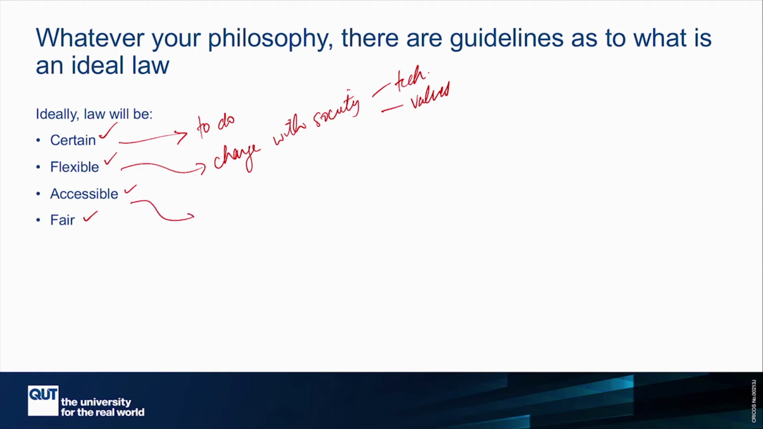It needs to be accessible. What does that mean? Well, okay, there's a difference between certainty and accessibility. Being accessible means you can find out what the law is. So if you want to know, you can find it out, because there's no point in having a law if you can't find out what it is. So the more accessible a law is, the better law it will be. And of course, we would all hope that a law is fair, that it applies equally. So good law is certain, flexible, accessible, and fair.